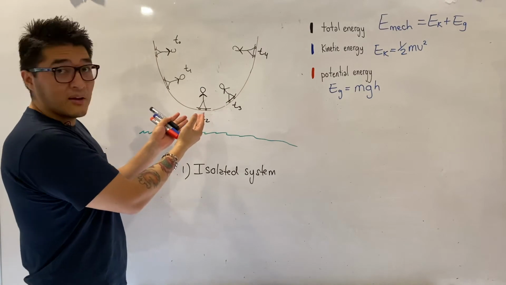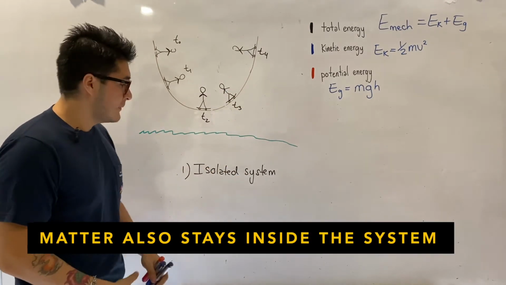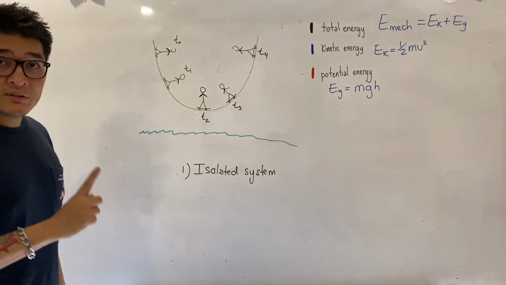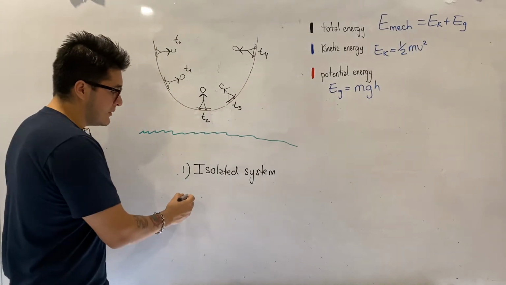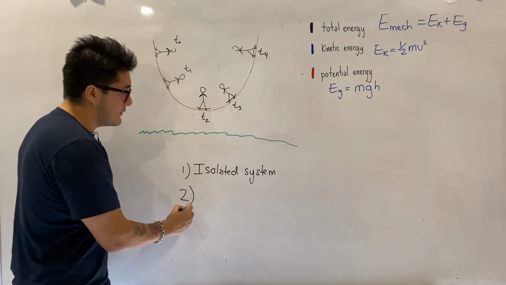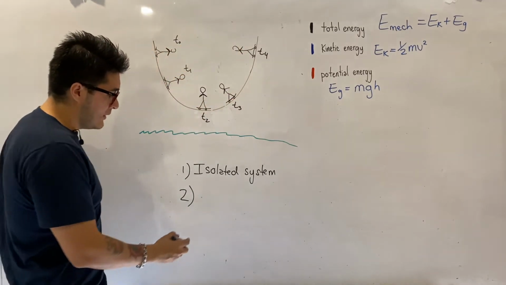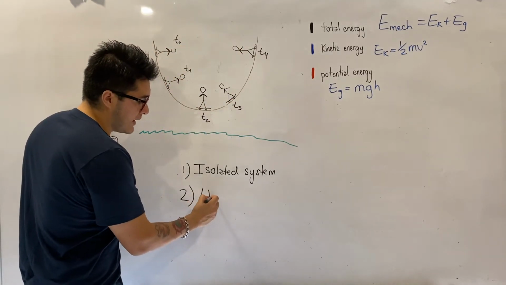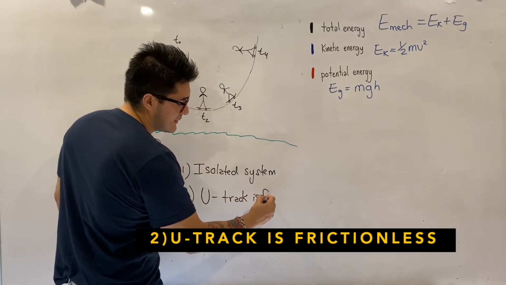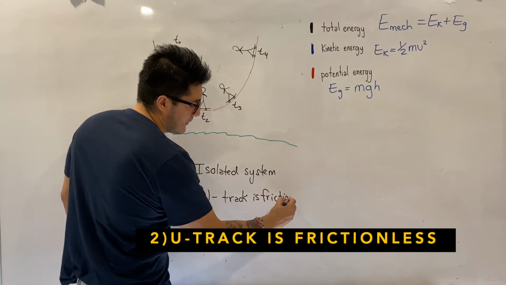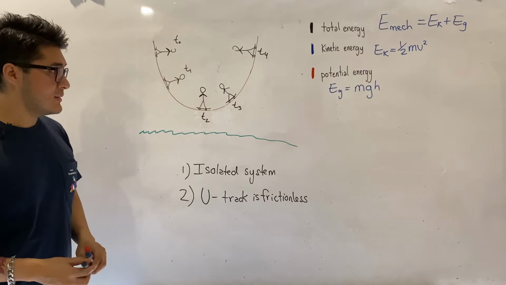Likewise, our skater cannot suddenly escape. So matter also stays inside the system. So our isolated system is the first assumption we're going to make. And our second assumption is going to be about the U-track itself. The U-track is just where the skateboarder is going to be moving along. So we're going to assume that the U-track is frictionless. So we're not going to consider the force of friction in this case.